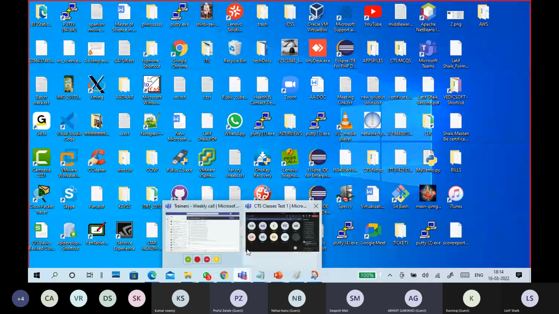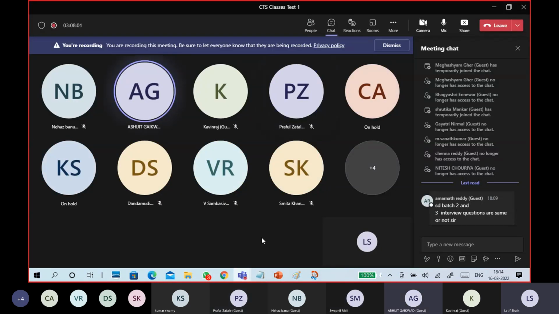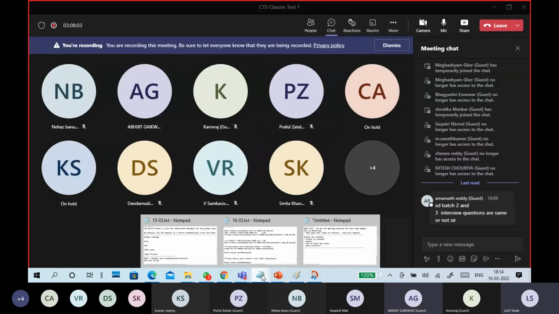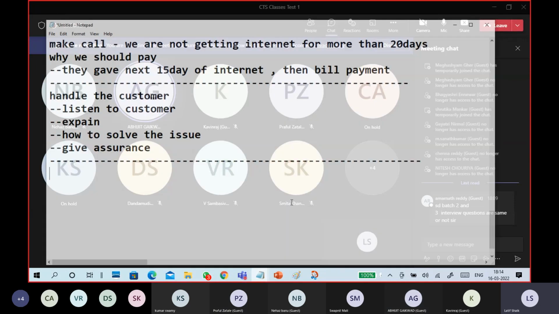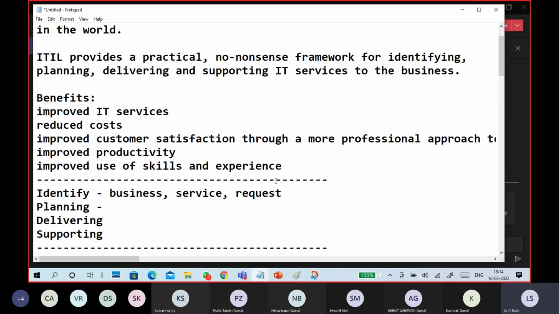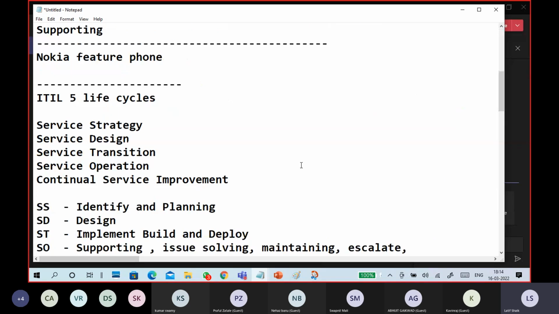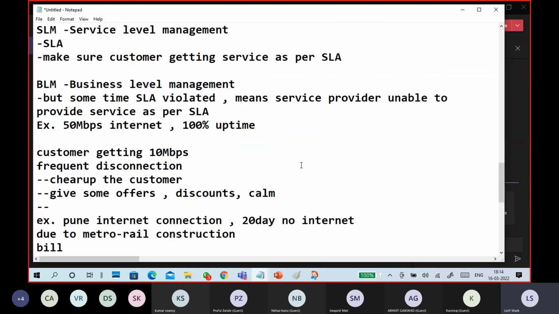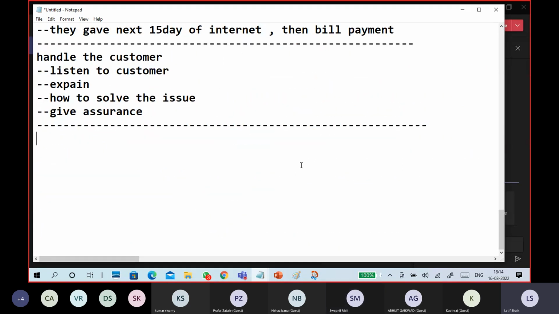Okay, so these two are compulsory to look at, guys. The main important thing I told is what ITIL is, what the 5 life cycles are, and in each of the 5 life cycles, what things are important. Just look at that picture and you can get it. I will forward that picture either now or later.